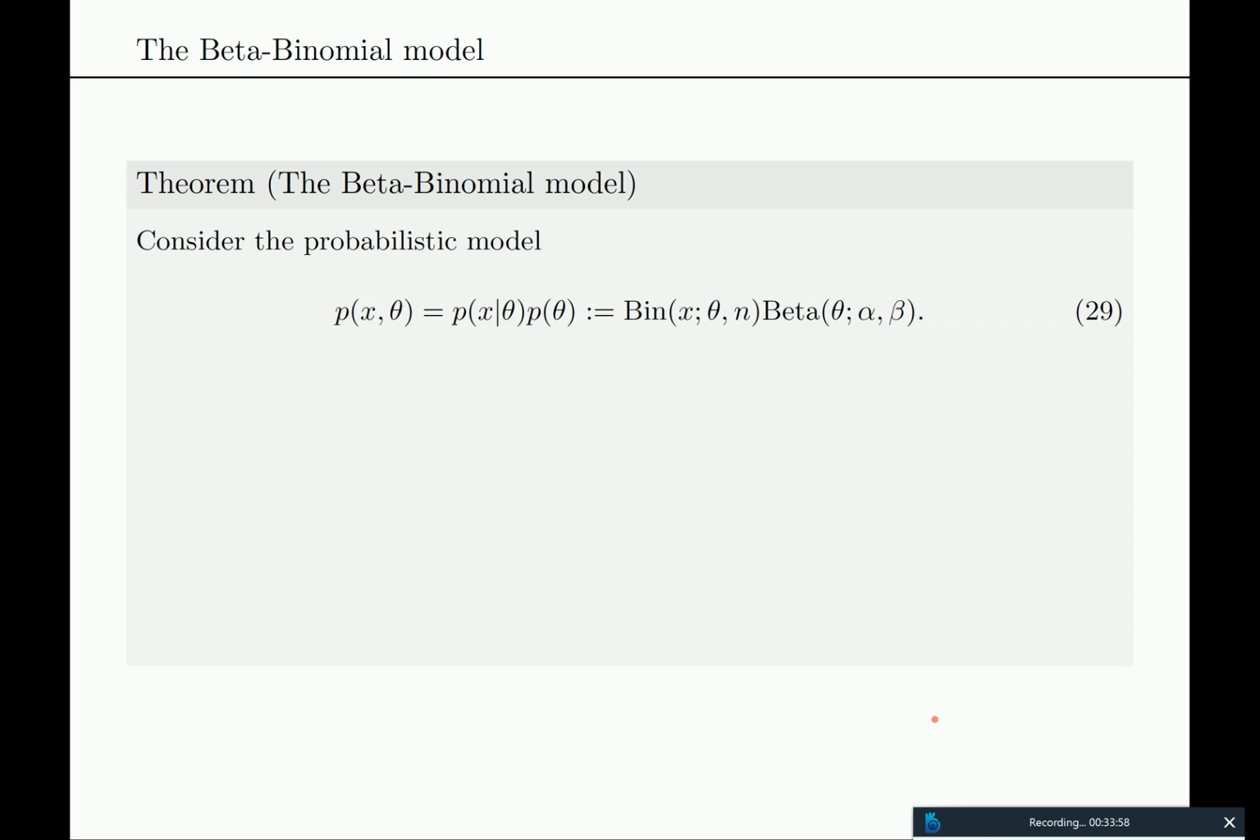Now let's look at a first example of Bayesian inference in an exemplary model, because so far we've just talked about general probabilistic models. Now let's make this more concrete. Namely, we talk about the beta-binomial model, where you talk about data that takes on the values 1 and 0.